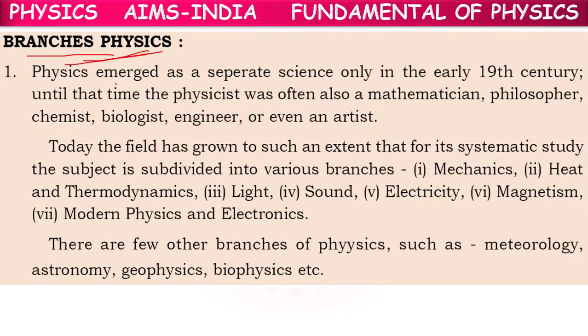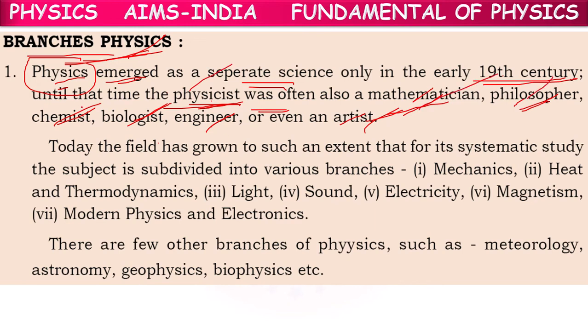Branches of physics. Physics emerged as a separate science only in the 19th century. Until the 19th century, the physicist was often also a mathematician, a philosopher, a chemist, biologist, engineer, artist. Along with physics, he might have had a grip on so many other subjects. But until the 19th century, we used to name them mathematicians, philosophers, chemists. In the 19th century, physics emerged as a separate science, and from then onwards we call the scientists who study physics physicists.